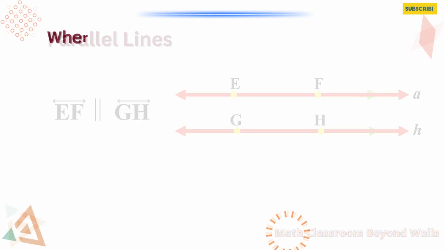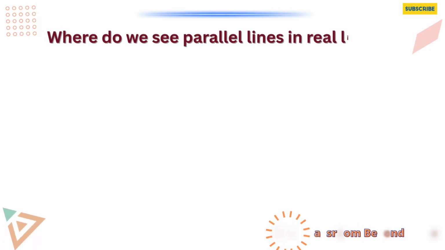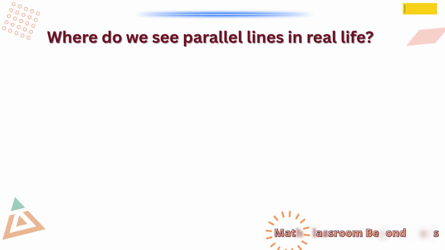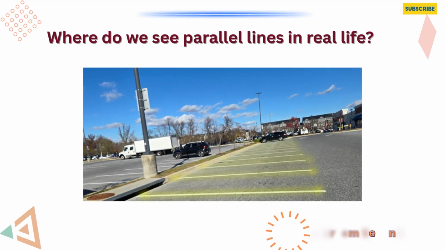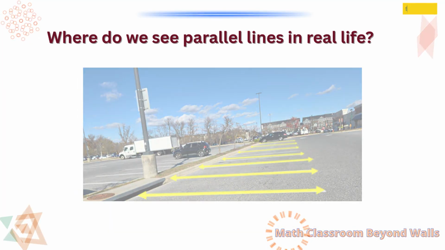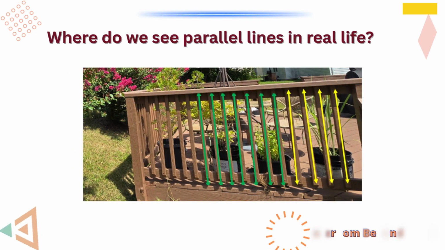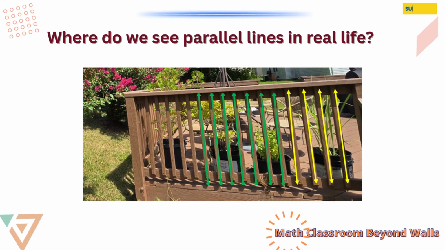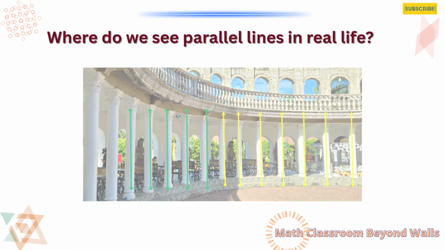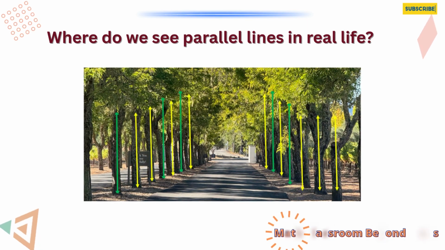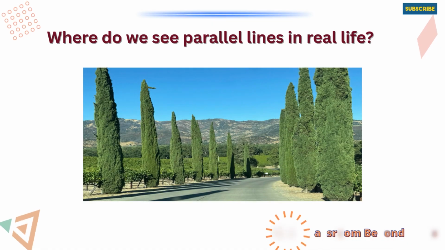Where do we see parallel lines in real life? Examples of parallel lines in real life can be seen in the blinds on windows, the lines painted on parking areas to guide parking cars, the way some crops are planted on farms, the equidistant wooden bars on your patio or porch, the posts on structures and buildings, and the trees on roadsides, to name a few. How about you, learners? Can you name parallel lines in real life? I'm sure you can.